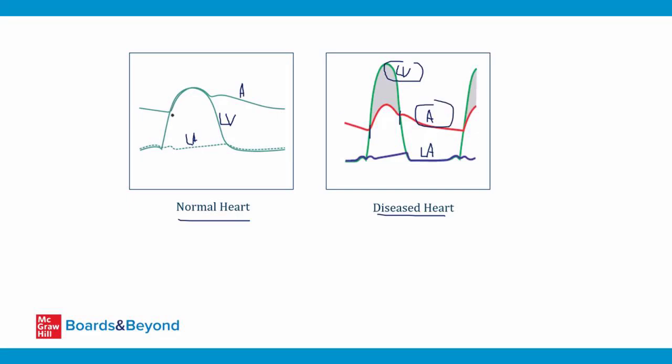That's very abnormal. Usually those pressures mirror each other and they go up and down together, but here the left ventricular pressure is much higher than the aortic pressure, and that's a classic finding that you see in aortic stenosis.